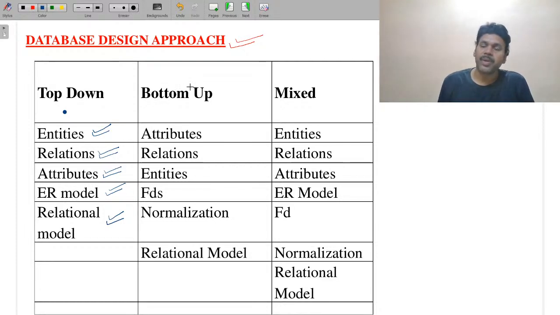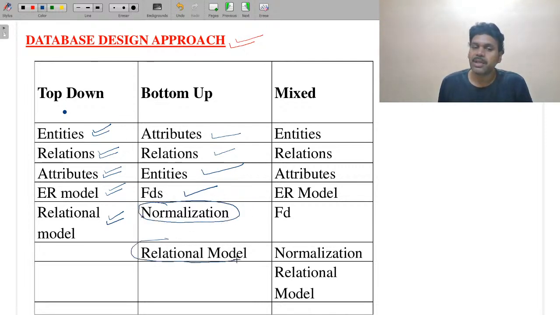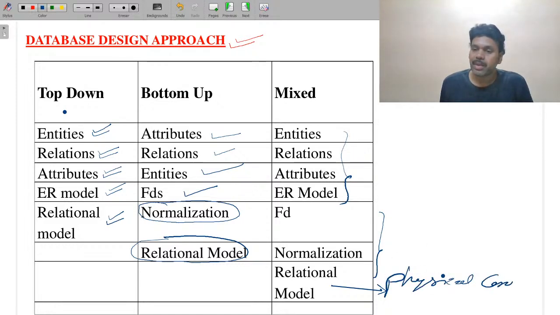And if you follow the bottom-up approach, this is a completely different approach than top-bottom. Here first we understand attributes, then relations among them, then the entities, then functional dependencies. Then we apply the normalization concept. Finally, we construct the relational model. And a mixed approach is a combination of these. First we do the ER model, then we apply schema design, then we go for physical construction. The physical construction we do through the relational model.